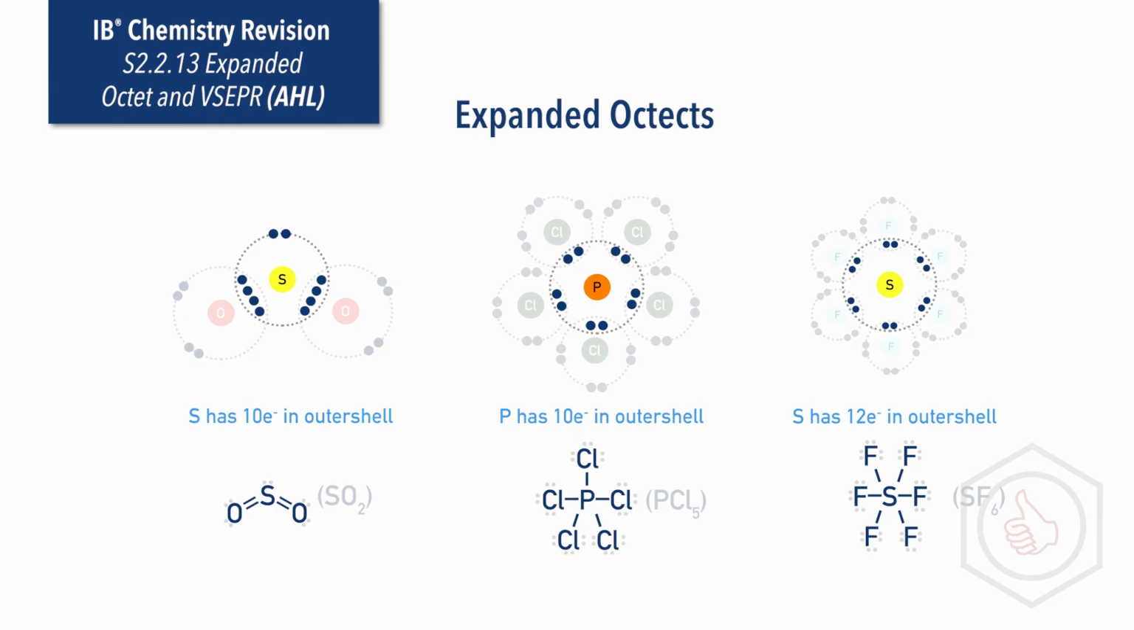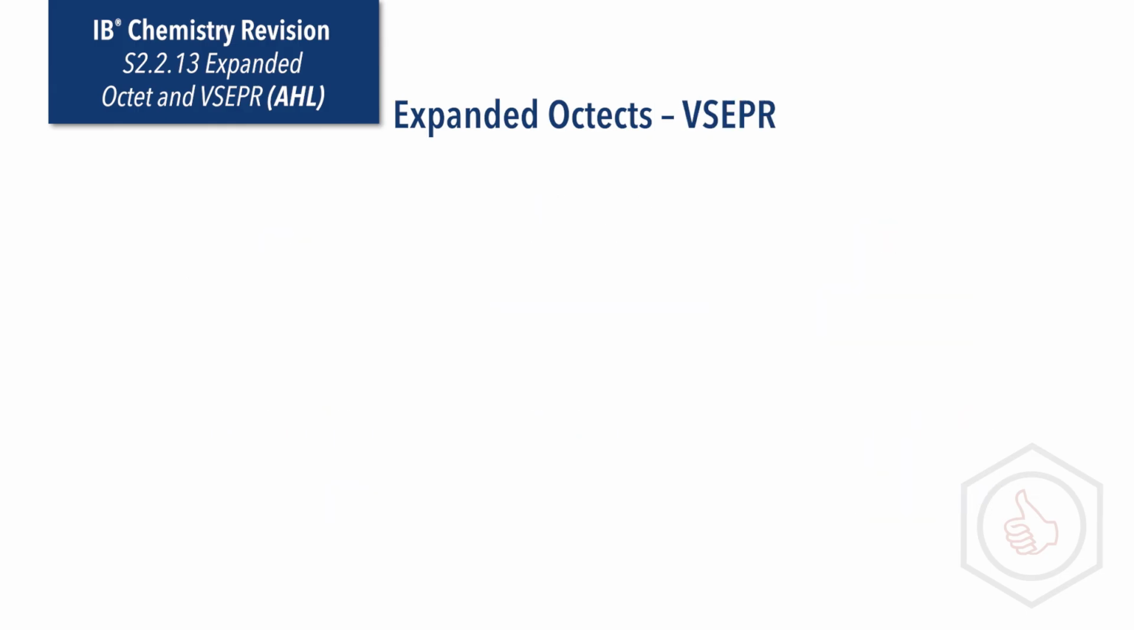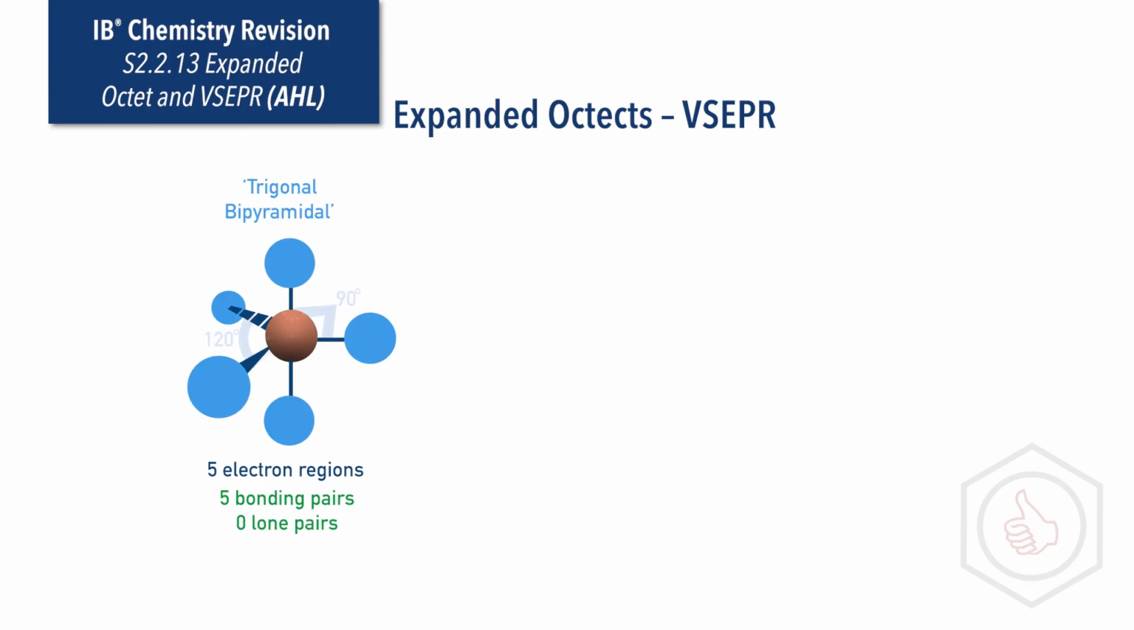We can still use valence shell electron pair repulsion theory, or VSEPR, to predict the electron domain geometry around an atom and its molecular geometry based on the positions of bonded atoms. For example, if an atom has 5 electron regions around it, with 5 bonding pairs and no lone pairs, then the molecular geometry would be trigonal bipyramidal.